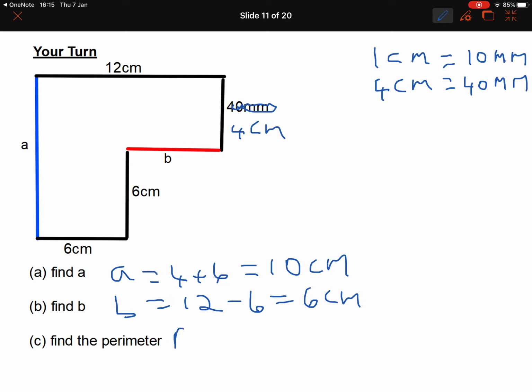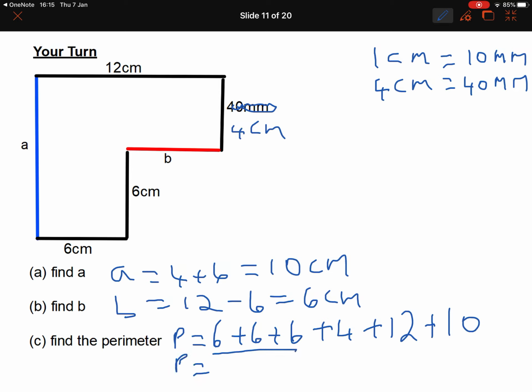Okay, right, to find the perimeter, hopefully I can add it on here. Should be able to. So that's just going to give us 6 plus 6, plus B, which would give you 6, plus 4, plus 12, plus another, plus A, which is 10, okay?